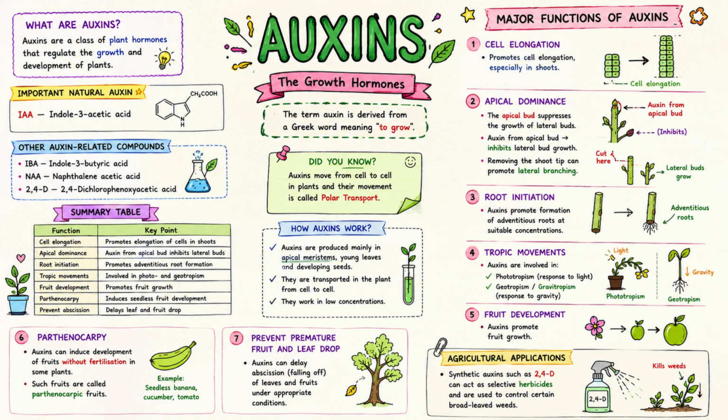Auxin helps in the formation of adventitious roots. It controls phototropism and geotropism. It promotes fruit development and can produce seedless fruits by parthenocarpy. It also delays the premature dropping of leaves and fruits. In agriculture, 2,4-D is used as a selective herbicide to control broad-leaved weeds.